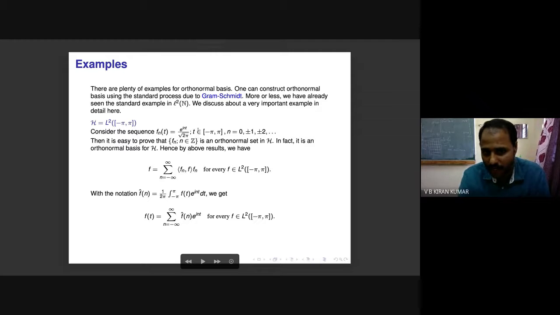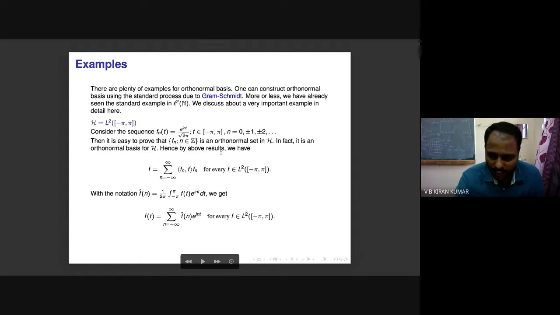that is simply the integral of e^{i(m-n)t} dt. That is 0 whenever n is not equal to m. That is an easy observation; simply compute the integral and obtain it. Proving that it's an orthonormal set is easy. But proving that it's an orthonormal basis, that means it is a maximal orthonormal set, is not that easy. So I did not prove it here, but for the timing, let us assume that.